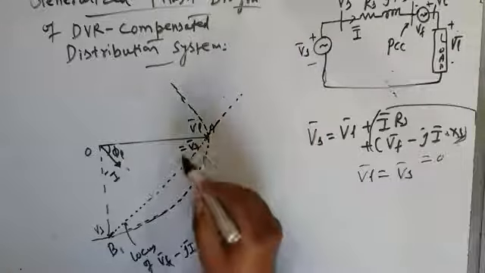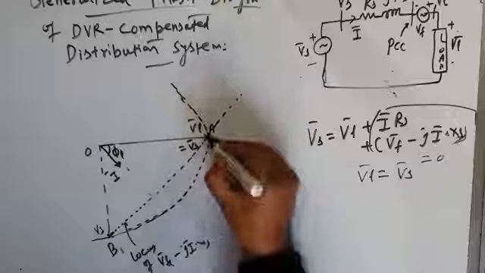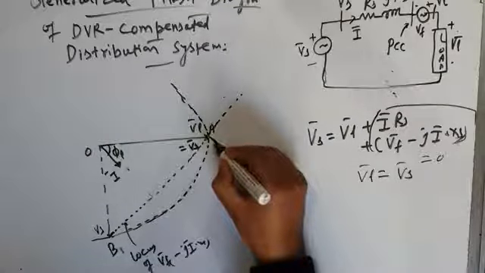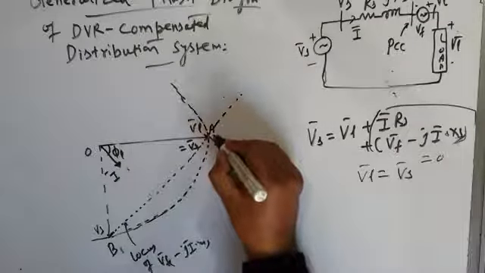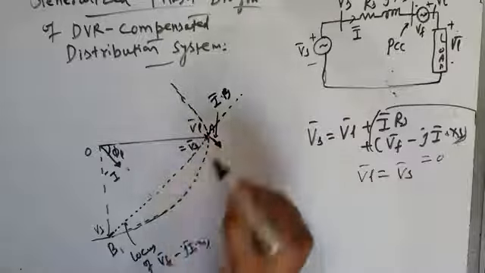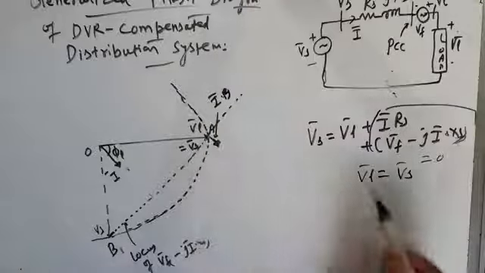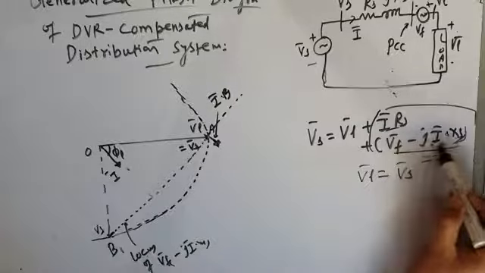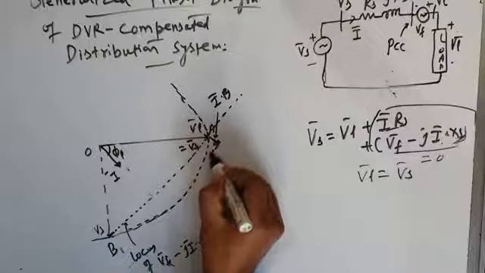There will be a resistive voltage drop which is in phase with the current that causes it. So if this is your I, this will be the resistive voltage drop, I into Rs. Okay, and if this is I into Rs, after that I will show Vf minus jI into Xs coming down like this.